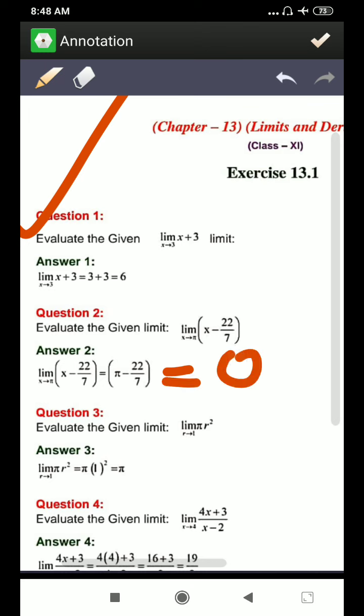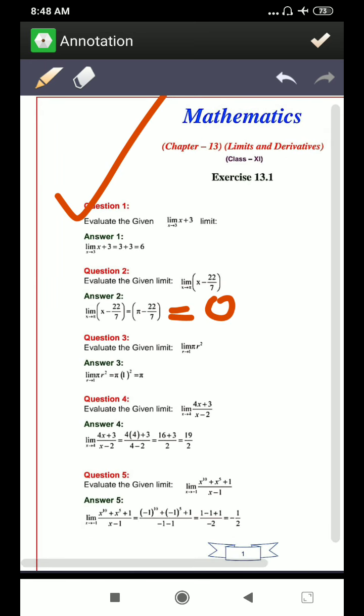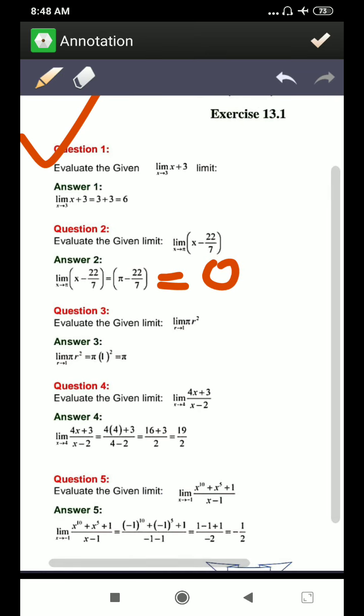Question number 3, limit r tends to 1, pi r square. Just replace r by 1. You will get the answer pi. Question number 4, you see, it is limit x tends to 4, 4x plus 3 upon x minus 2. In this you replace x by 4. So you get 19 by 2. So this is the answer.